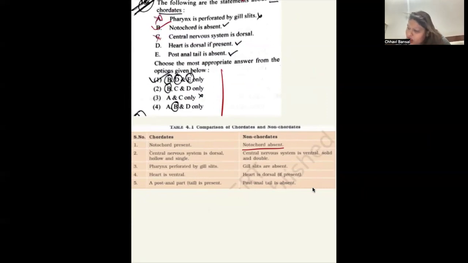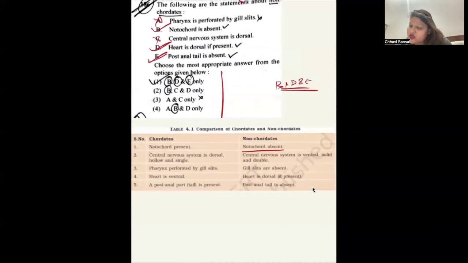Incorrect statement. Heart is dorsal. Correct statement. Post-anal tail is absent. Correct statement. Means B, D, and E are the correct statements for non-chordate. Sorry, I didn't see the non-chordate part. So the option 1 is the correct answer for this one. If they would have asked for the chordates, then A and C would be the correct answer.